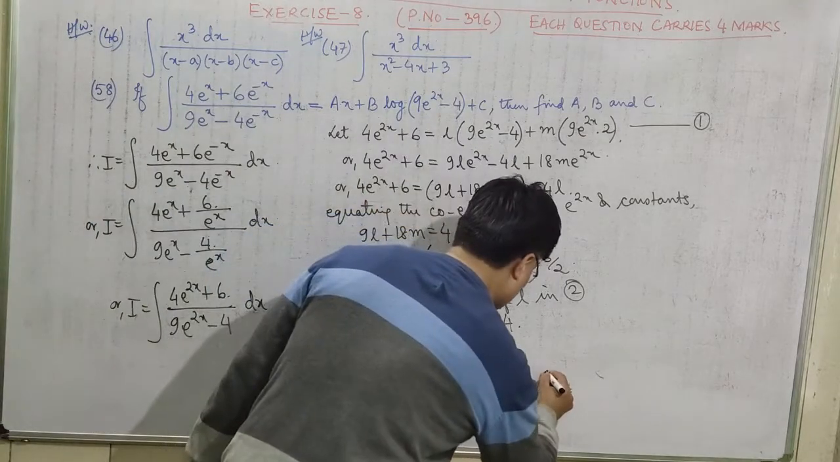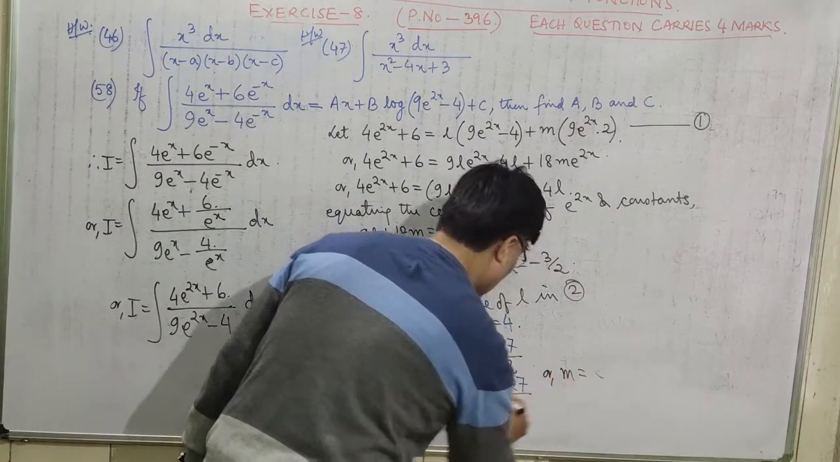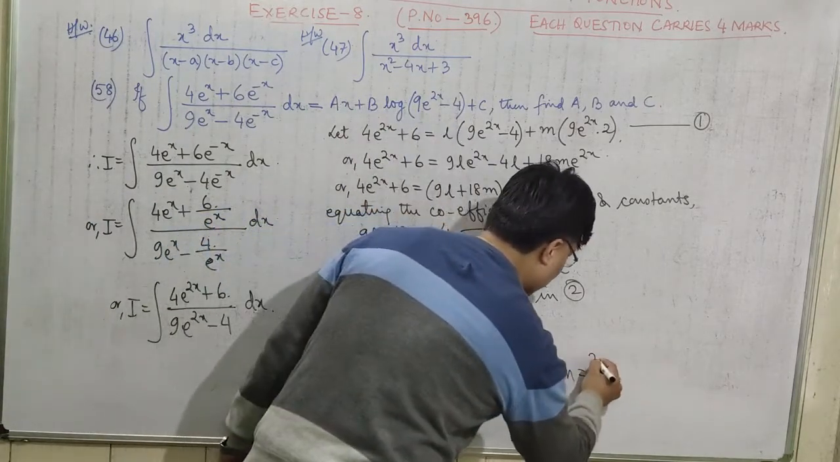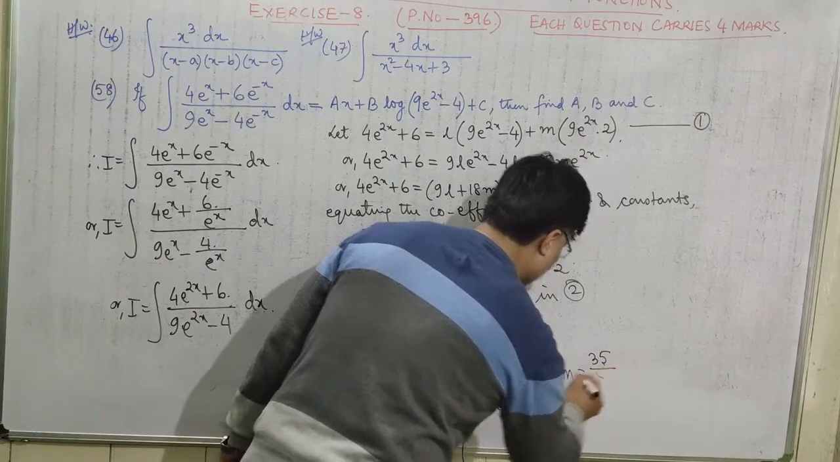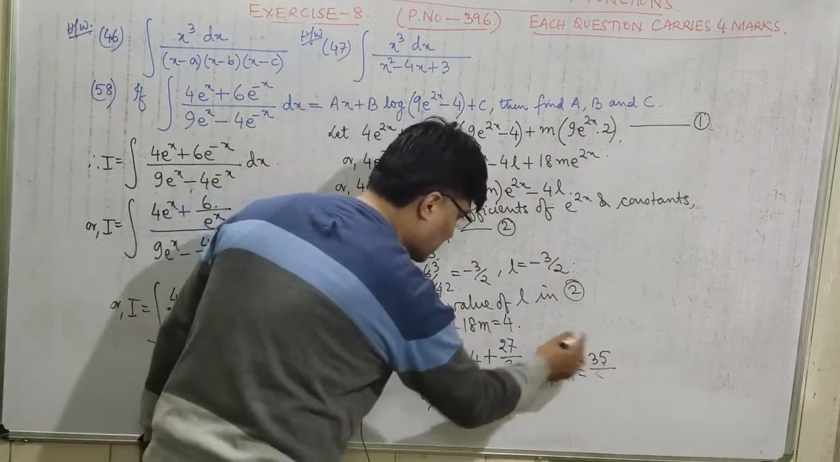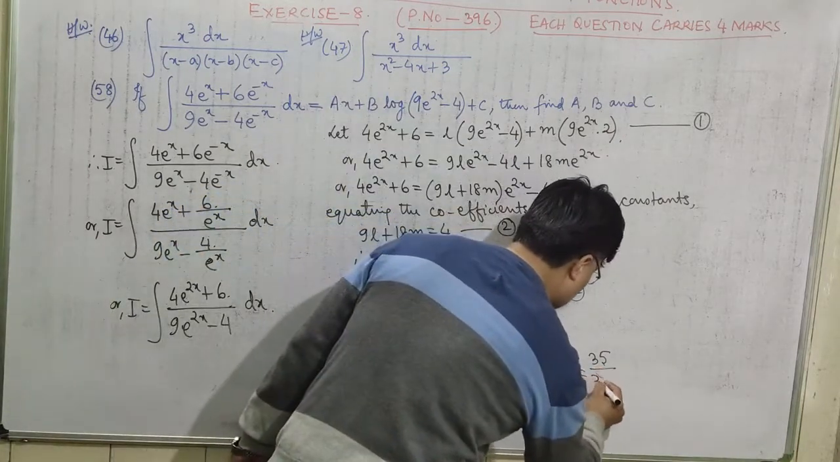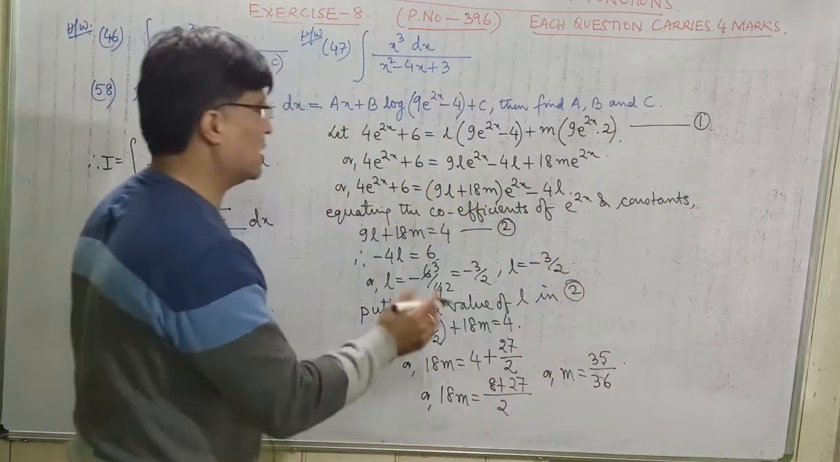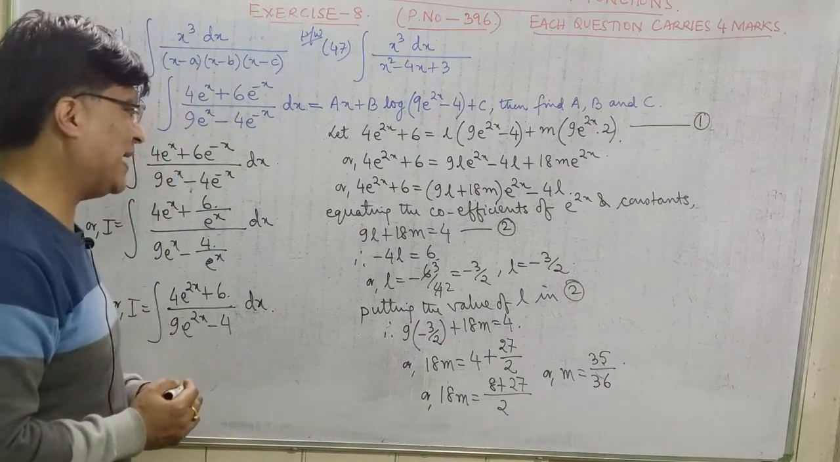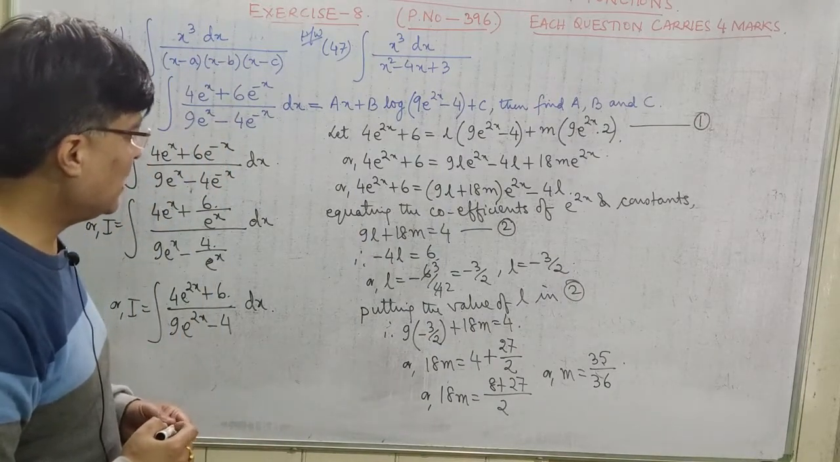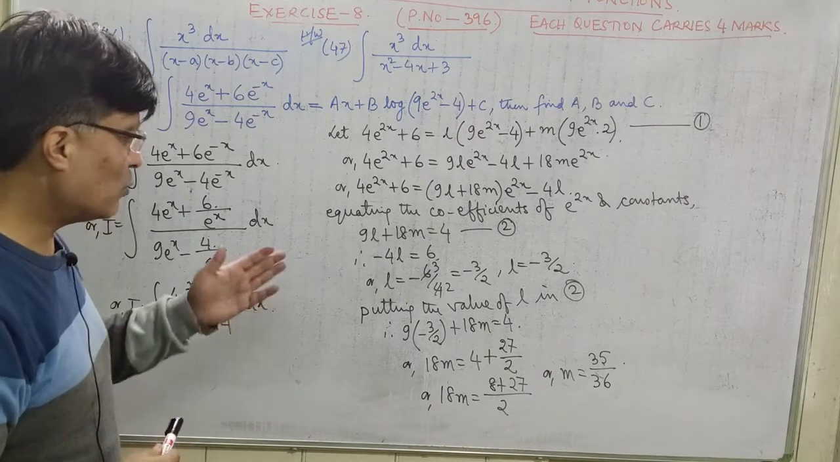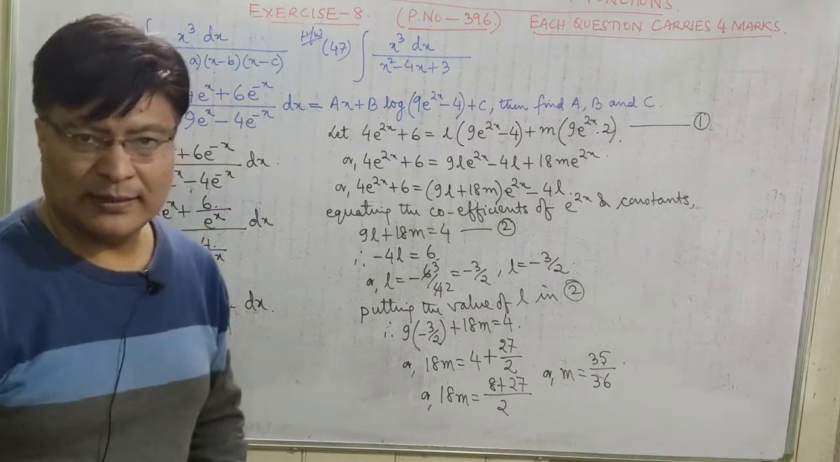Right? Or what is the value for m now? 8 plus 27 is 35. Divided by, 8 plus 27 is 35. Right? And then 18 2s are 36. That means we have got those values of M and L. So here L is minus 3 by 2. And what is M here? It is 35 by 36.